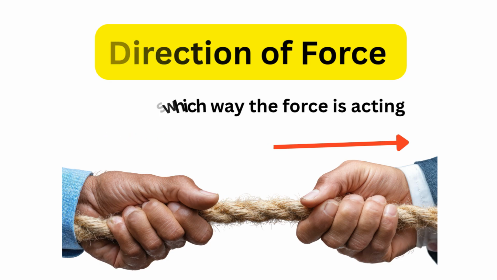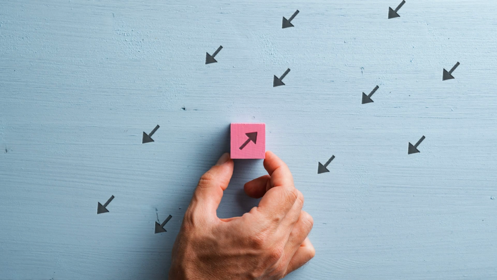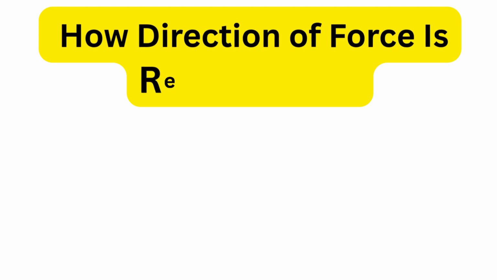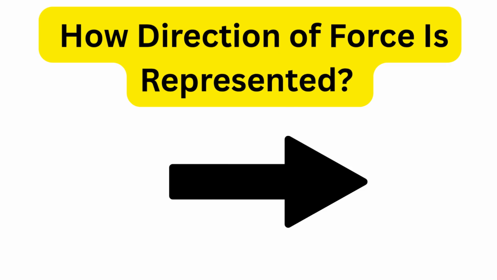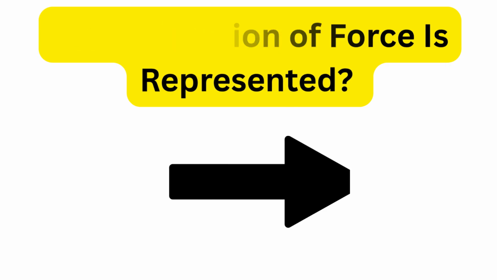Direction of force tells us which way the force is acting. A force can act upward, downward, left, right, or in any other direction. How direction is represented. The arrowhead in a force diagram shows the direction in which the force acts.